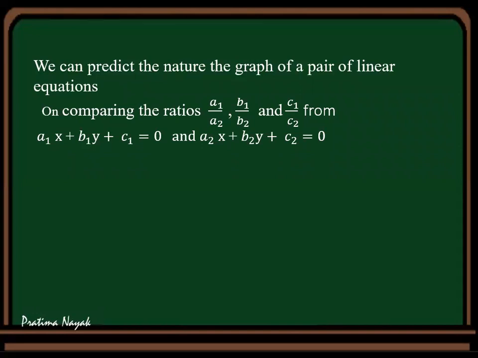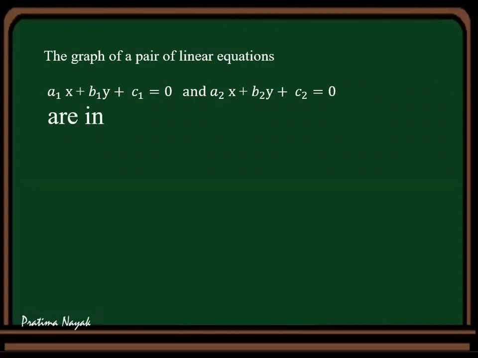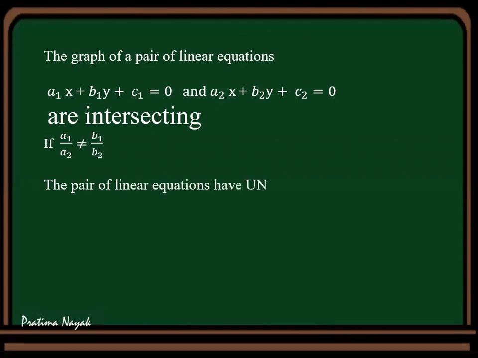are constants. The graph of the pair of linear equations a1x plus b1y plus c1 is equal to 0 and a2x plus b2y plus c2 is 0 are intersecting at one point if the ratio of a1 to a2 is not equal to b1 to b2. The pair of linear equations have a unique solution. We say they have a unique solution, meaning one solution which we can find out.